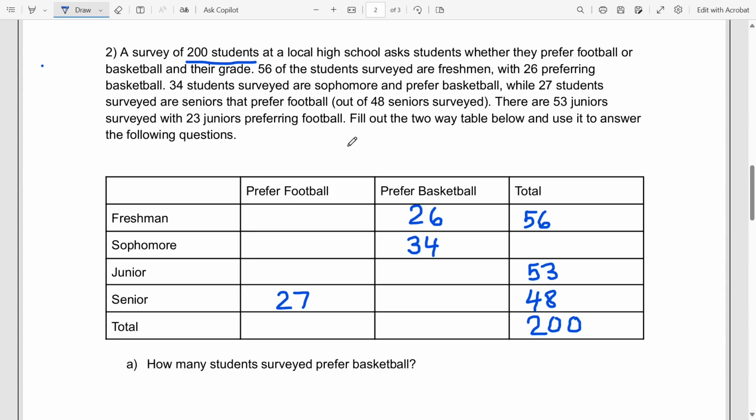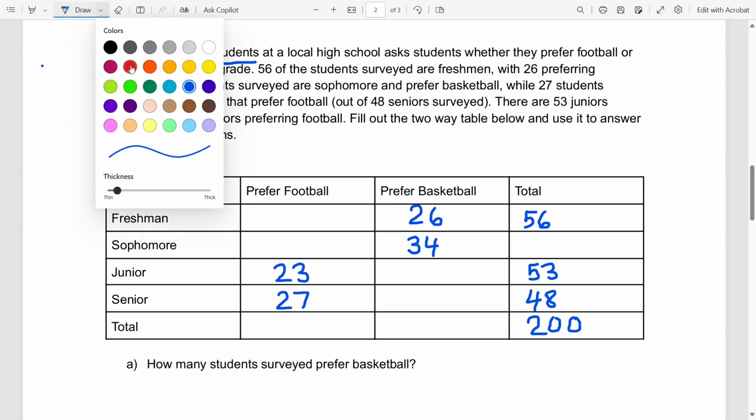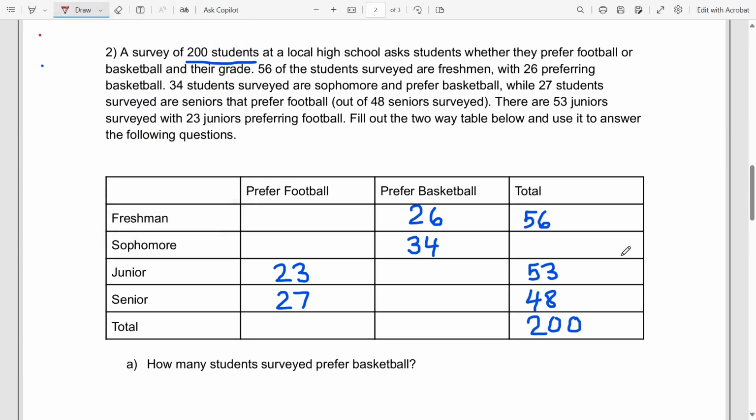With 23 juniors preferring football. Fill the two-way table below and use it to answer the following questions. All right, let's change colors here. So for freshmen that prefer football, if we do 56 minus 26, we're going to get 30 here.